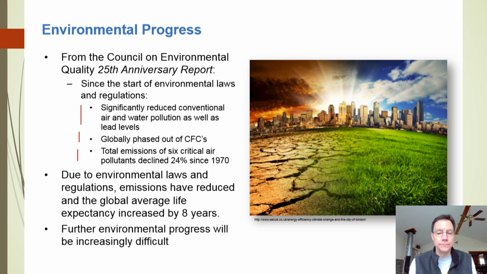Look at this stat. Due to these environmental laws and regulations, the average global life expectancy increased by 8 years through this process. So food is safer, water is safer, air is safer, people are living longer on average than in the 1950s. And a lot of this is because of tough environmental laws and regulations. But look at the last bullet here. Further environmental progress is increasingly difficult because a lot of people see it as encroaching on individual rights and curtailing business and slowing the economy, which often seems to be our holy grail. We always want to grow the economy faster. And yeah, so that's the situation.